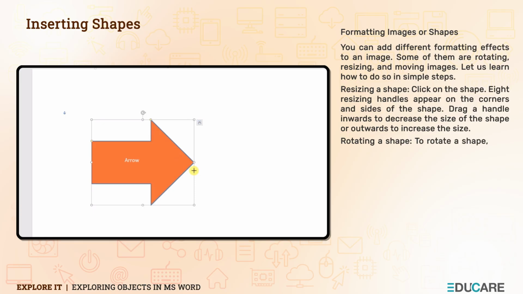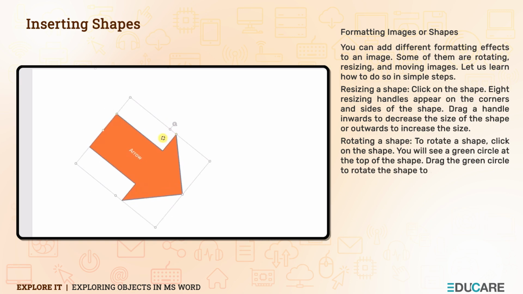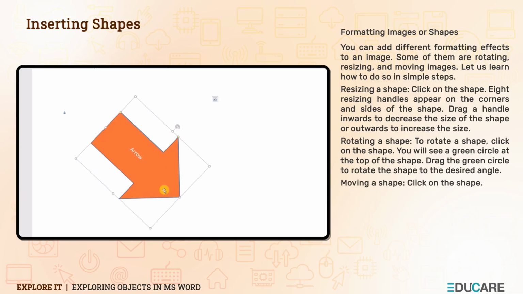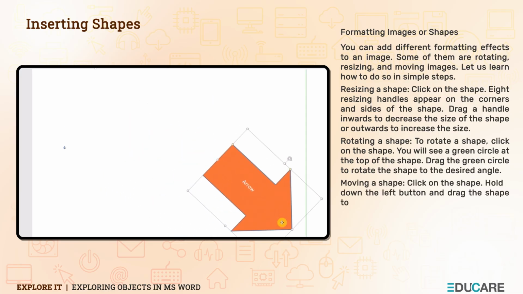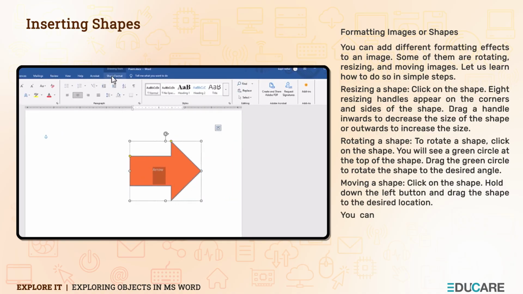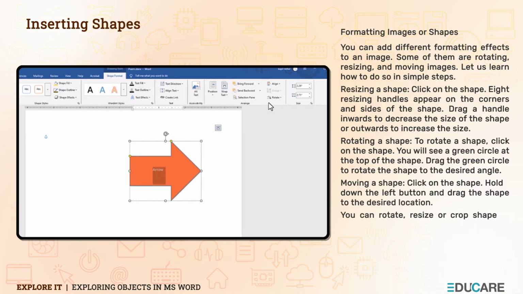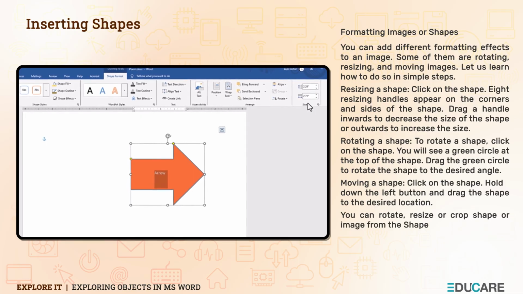Rotating a shape. To rotate a shape, click on the shape. You will see a green circle at the top of the shape. Drag the green circle to rotate the shape to the desired angle. Moving a shape. Click on the shape. Hold down the left button and drag the shape to the desired location. You can rotate, resize, or crop shape or image from the Shape Format tab.